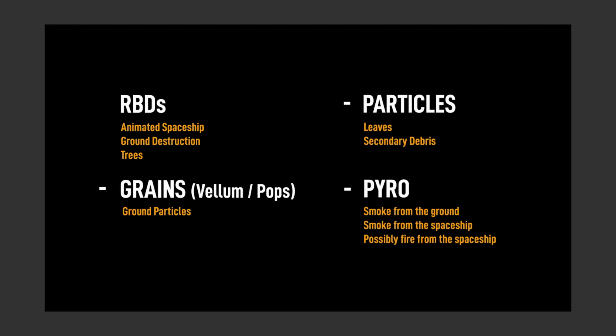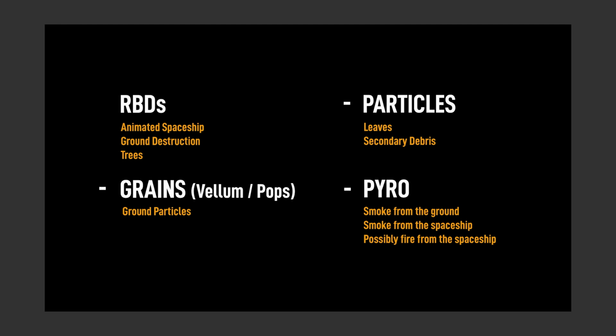We are going to use the pyro solver for the smoke that's coming from the ground, for the smoke that's coming from the spaceship, because in theory that spaceship is hitting the ground because it was hit by something else. I'm not sure what, but it kind of justifies the fact that the spaceship is falling into the ground, and possibly we're going to create some fire.